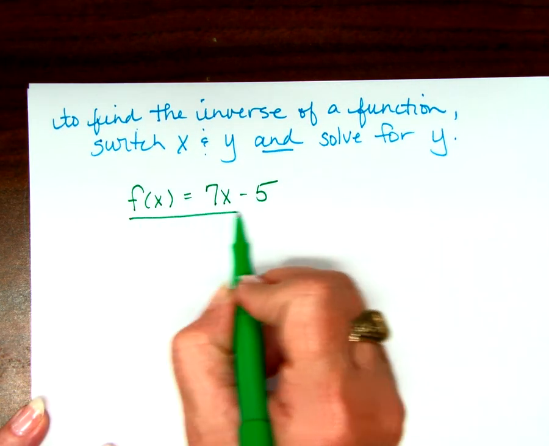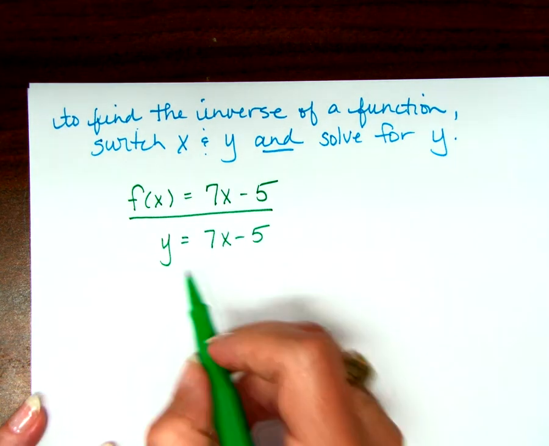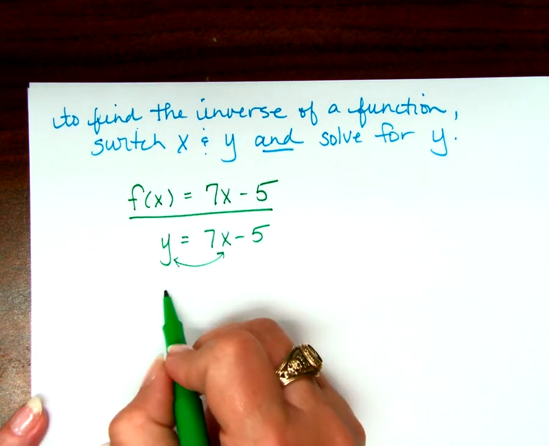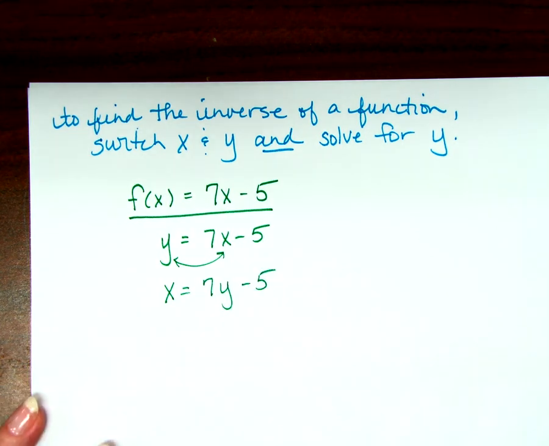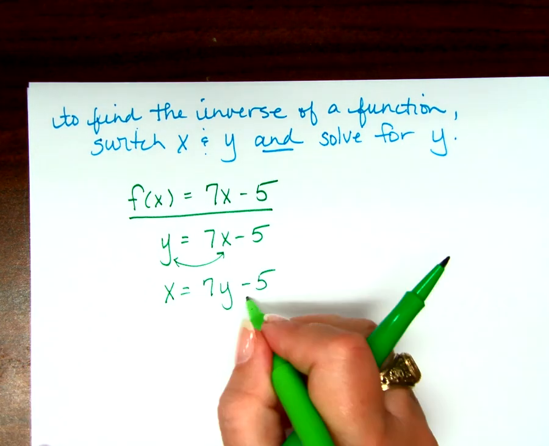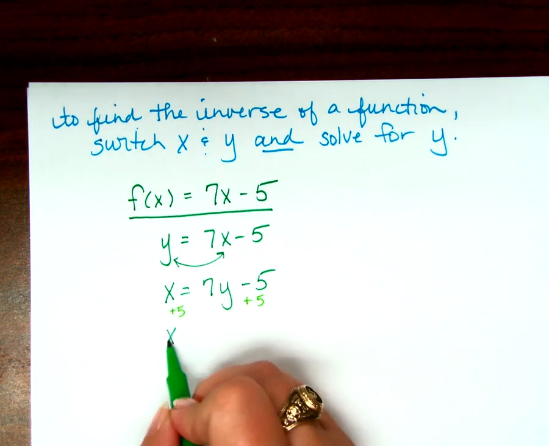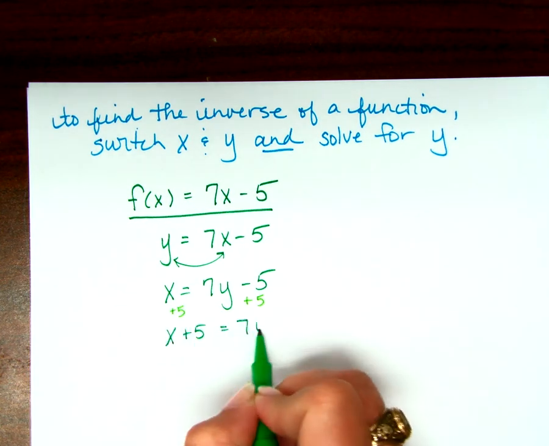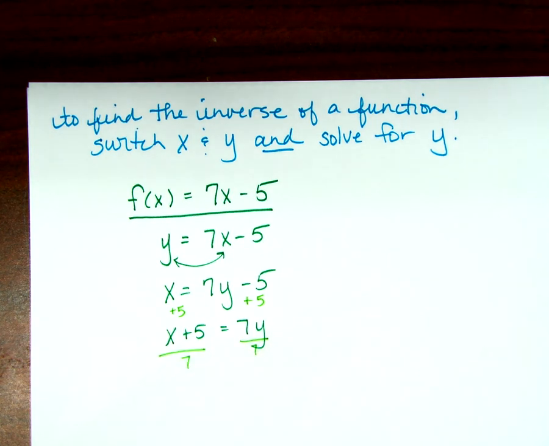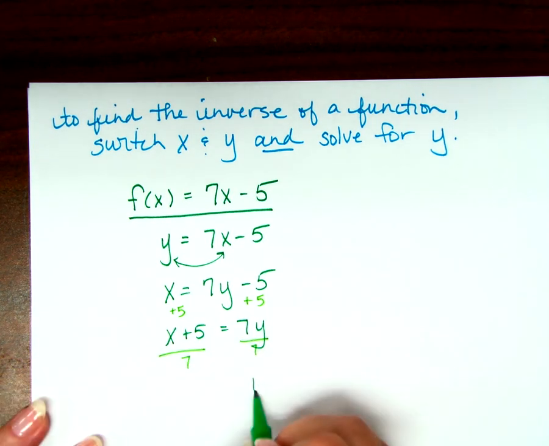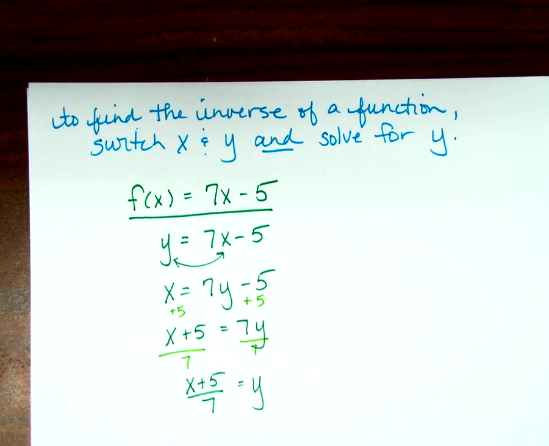Well, this is the same as y equals 7x minus 5, right? So when I switch x and y, I get x equals 7y minus 5. So when I now finally go to solve for y, I'm going to add 5 to both sides. X plus 5 equals 7y. And then I divide both sides by 7, correct?